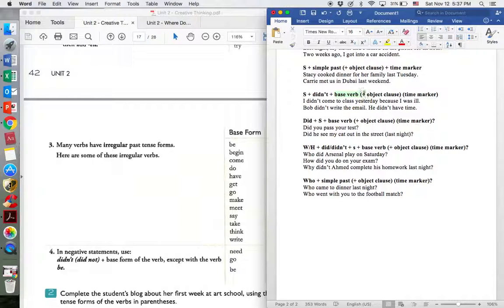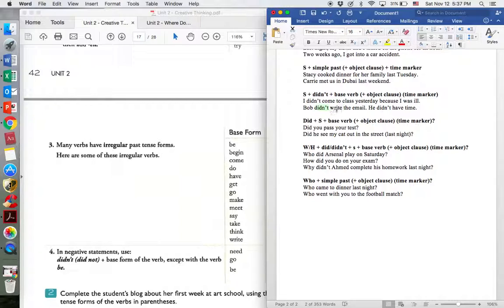You're going to keep the base verb because you only need one past tense verb. With the simple past, we use didn't instead of making the simple present into a past tense not verb. It's just how we do it. Right? So I didn't come to class yesterday because I was ill. Instead of saying I come not or I came not to class yesterday, we say I didn't come to class yesterday because I was ill. Right? So that's how we make the negative with the simple past.